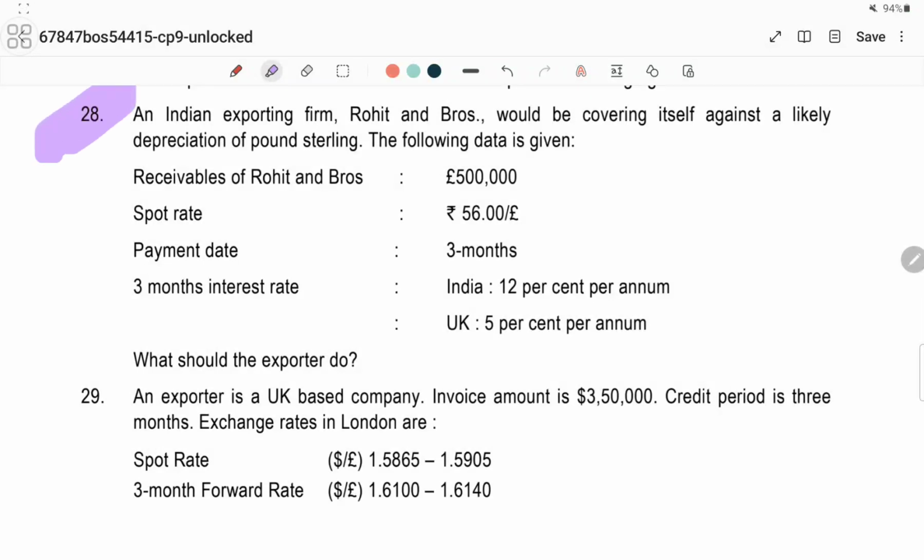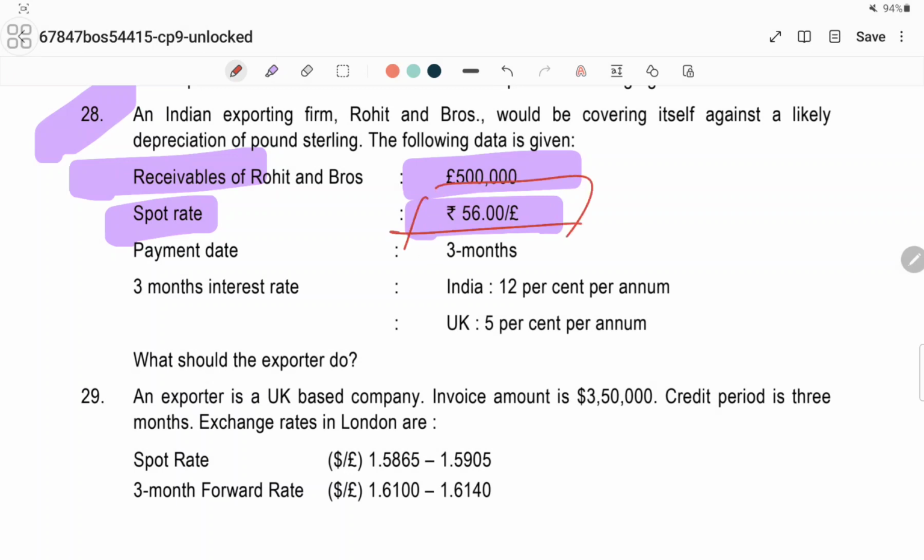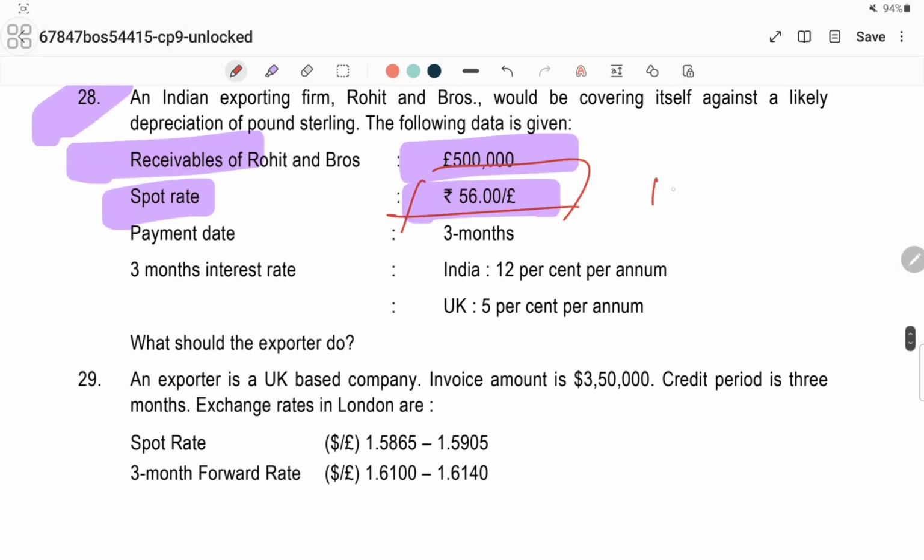Question number 28. An Indian exporting firm, Rohit and Bros, would be covering itself against likely depreciation of pound sterling. The following data is given to you. Receivables is pound 5 lakh. Spot is 56. Let me analyze this rate right here. Very important. 56 what? So 1 pound is equal to rupee 56.